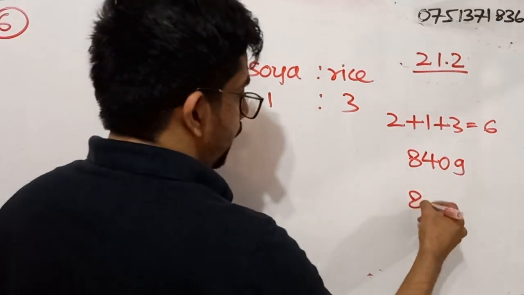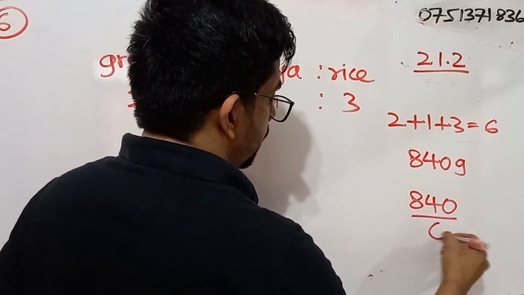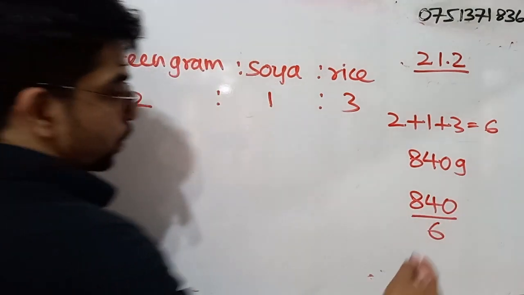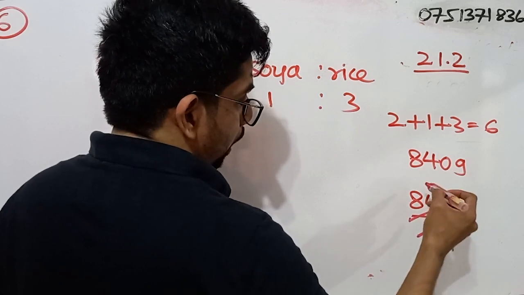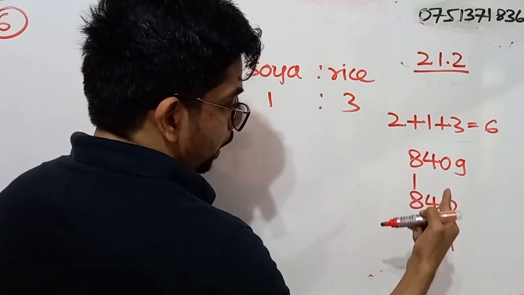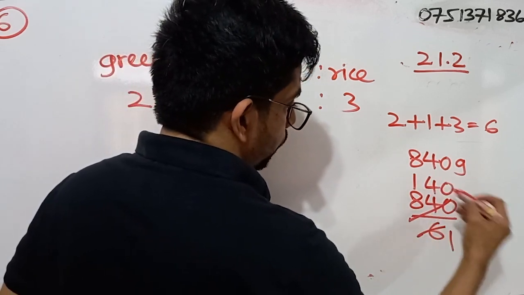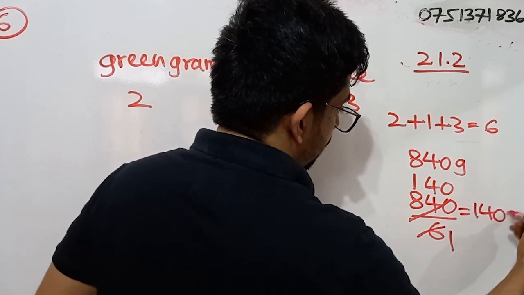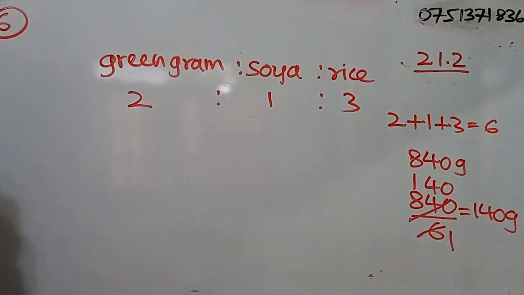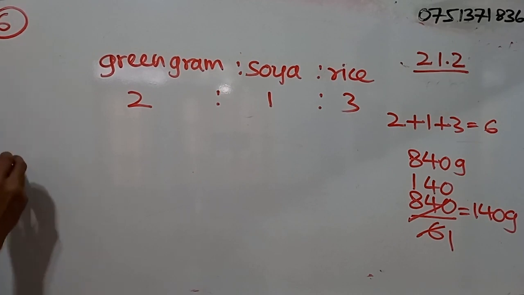So we need to calculate the value of 1 part. Right? That means take 840. So we need to divide it by 6. So 6 times 1 and here 6 times 1. So we have a remainder of 2. So 24 divided by 6, that's a 4. Altogether 140. So these are grams. 140 grams. Right.